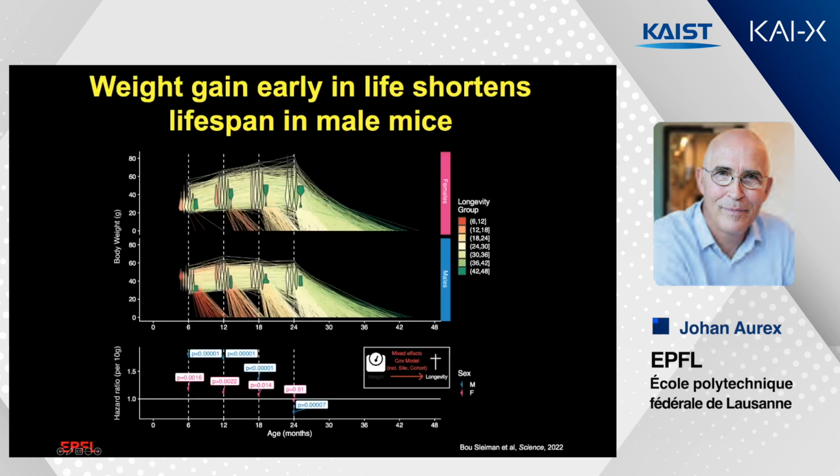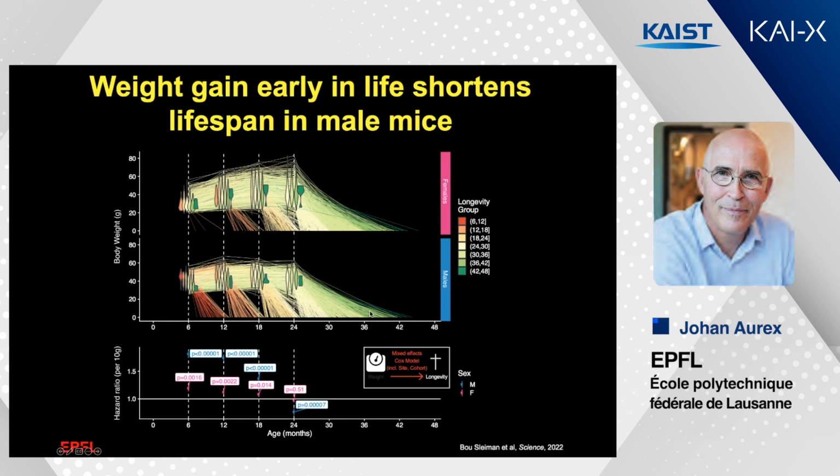The second thing which was very interesting was if we carve these mice up in different lifespan groups, in red mice which die between 6 and 12 months, 12 and 18 months, etc. Let's focus on the males in the blue at the bottom. We see that the males which die early, before 12 months, are the ones which have the highest body weight. The same with these early deaths between 12 and 18 months. And this situation changes gradually as we go along.